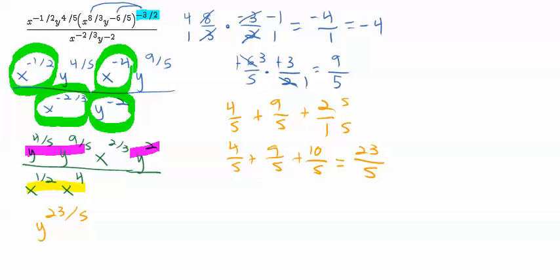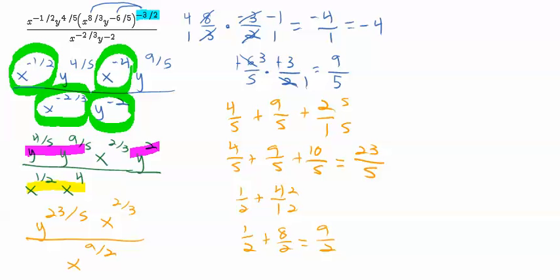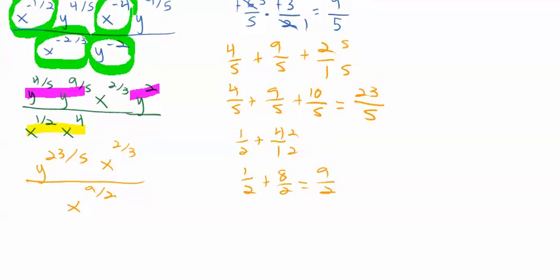So in the numerator, I'm going to end up with y to the 23/5. The x in the numerator, I'm going to take care of later. But in the denominator, we've got x to the 1/2 plus x to the 4th. 4 over 1. Common denominator is 2, so we multiply by 2. 1/2 plus 8/2 is 9/2. We've got x to the 9/2 in the denominator.